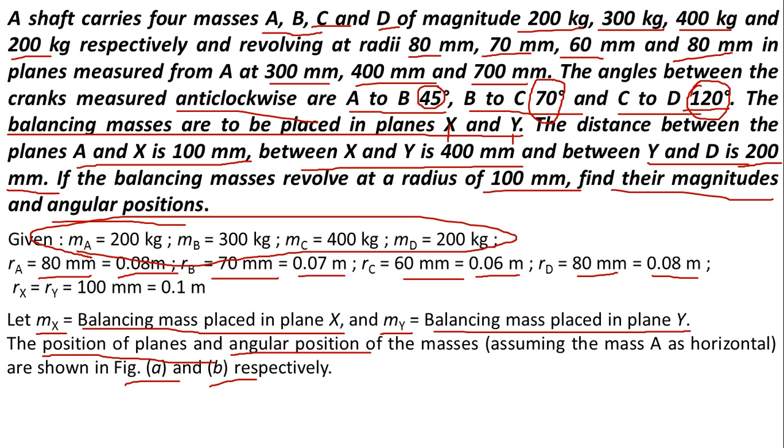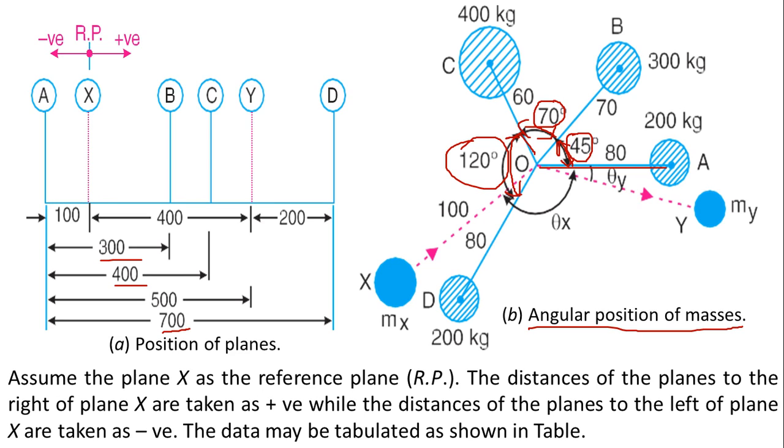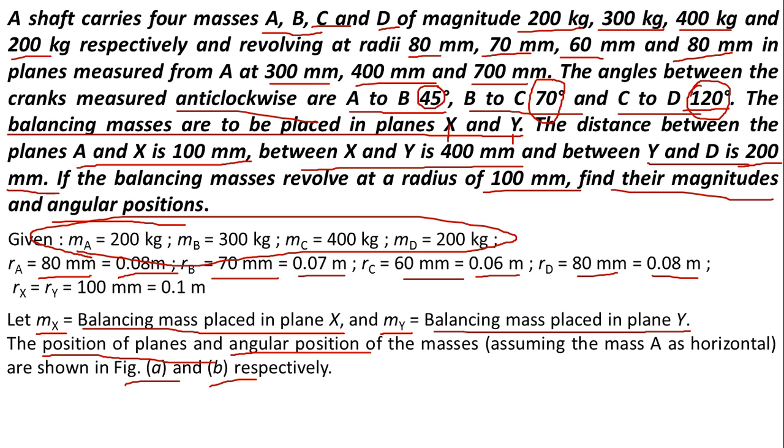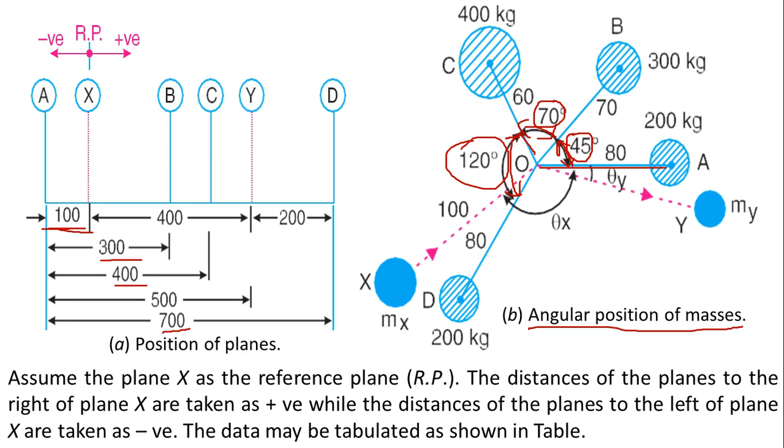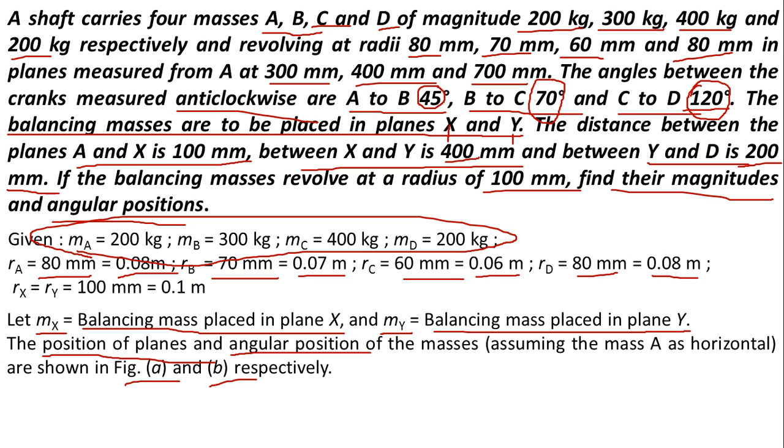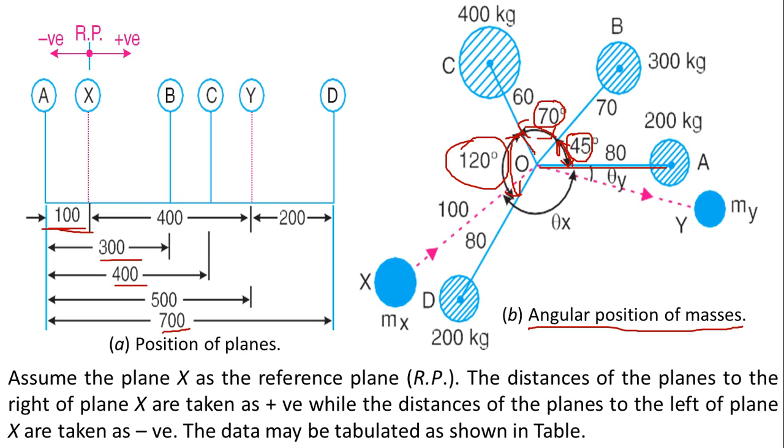The next one: the balancing masses are to be placed in X and Y. So after taking A, B, C, D, you have to take the balancing masses to be placed in X and Y. So you have to get the extra X and Y, and the distance between these planes is given: A and X is 100 mm. So you know the position of A. Next, what he has given is that between X and Y is 400 mm.